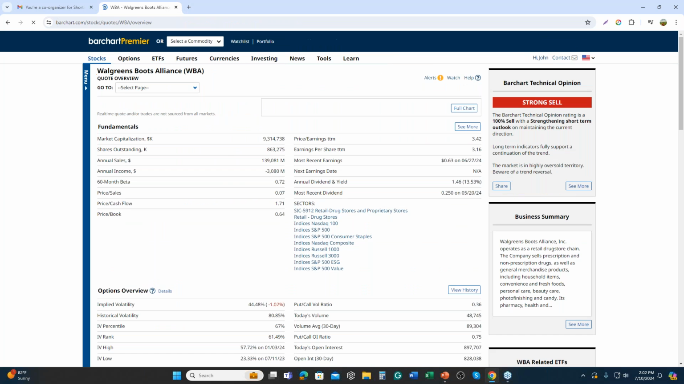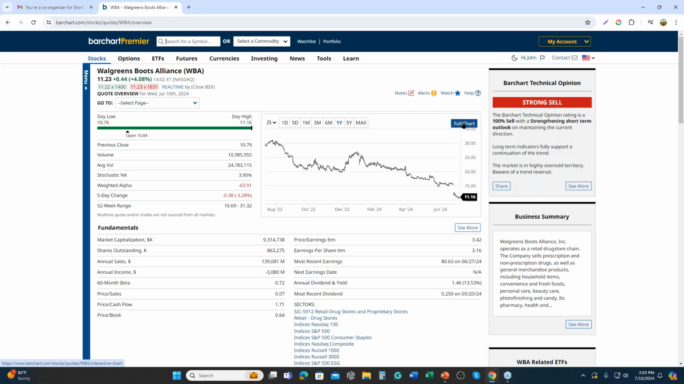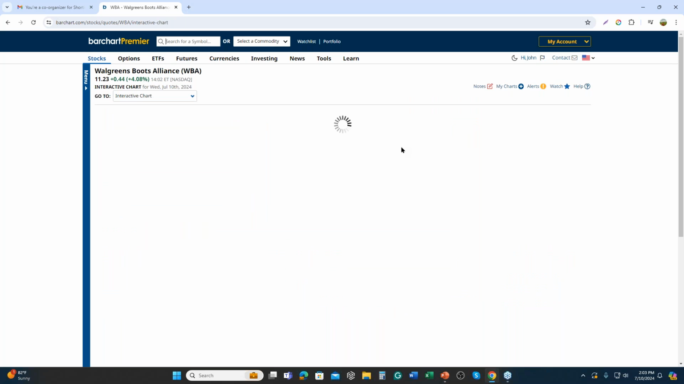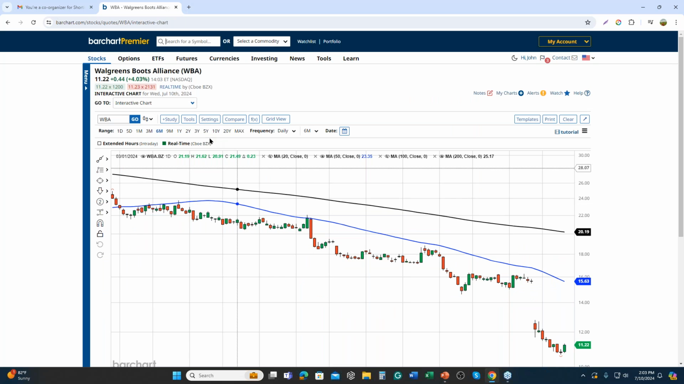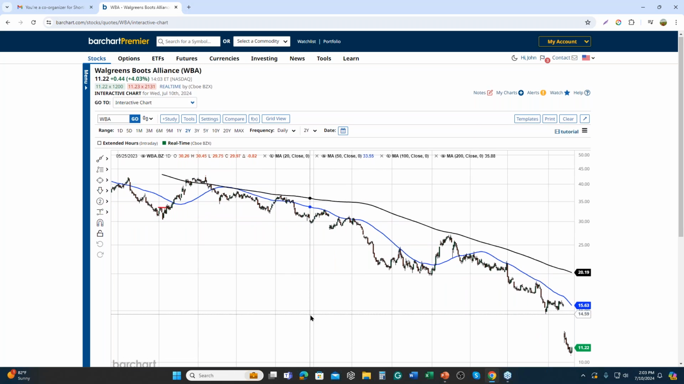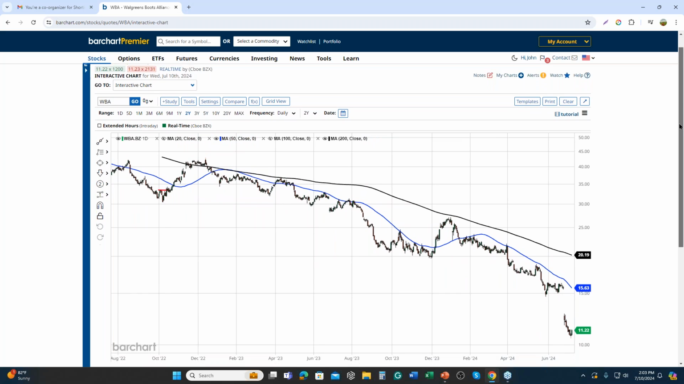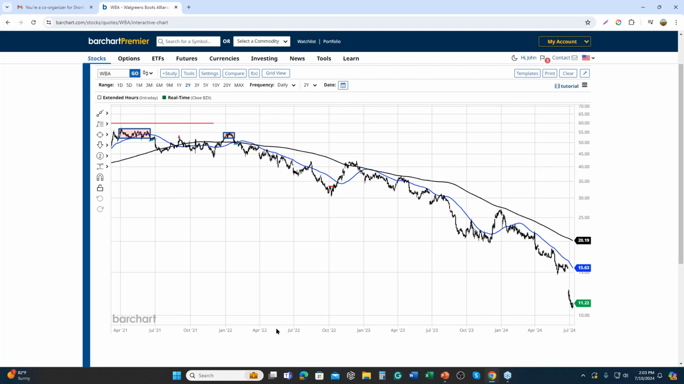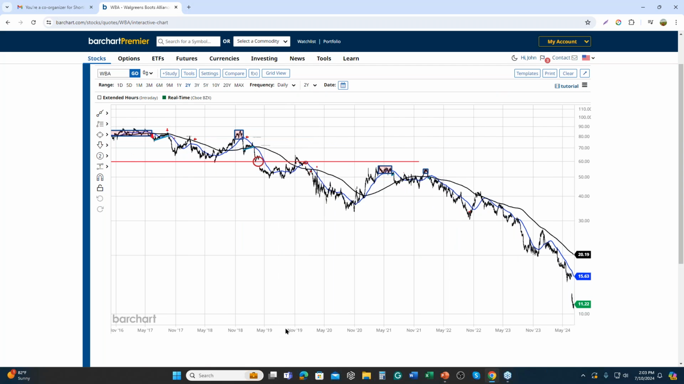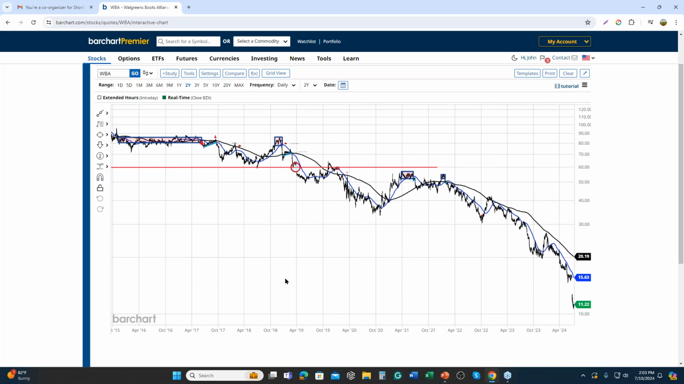Now, I want to talk about some takeaways, but before I go away, I want to give you one bonus chart here. Again, let's go back to Walgreens. And if I was going to write a book on technical analysis and talk about shorting opportunities, I would be using this stock as a case study.